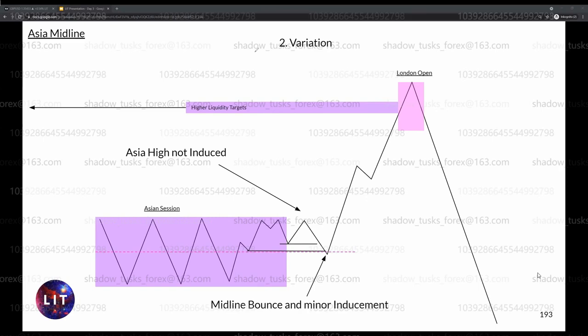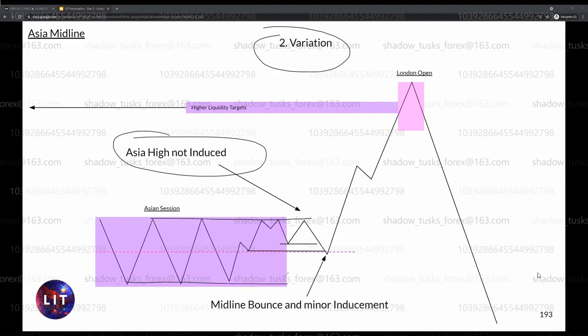Then you have variation 2, where Asia high is not induced here. You see, you have all these liquidity buildups in here, never induced to any side, but all of a sudden, it started making these traps in here. Can be a perfect buildup in here as well.